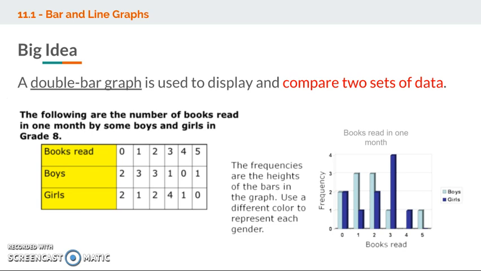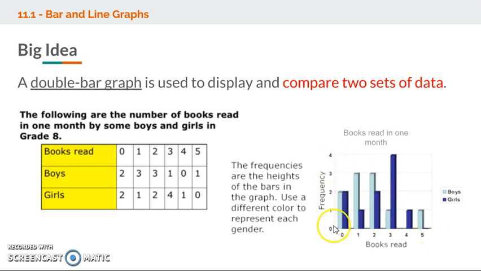So as you notice in the example below, here we have the books read by boys and girls in the 8th grade. So we have the number of books read. We have the number of boys in 8th grade that read that amount of books, and then the number of girls that read that amount of books in 1 month. Okay, so from this information, we are now going to make a double bar graph. We are comparing two sets of data, the number of books the boys read and the number of books the girls read. Okay, so when we make one, over here, this is what we are going to create today, what you are going to create for your homework, and as we do another example.